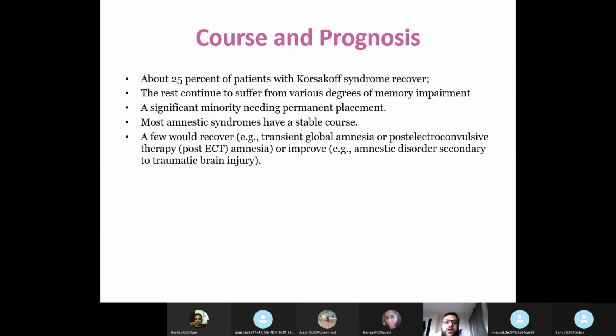Other differential diagnoses could be post-ECT amnesia, from which they can recover, though we won't call it Korsakoff. Also transient global amnesia, which can recover, or amnesic disorder secondary to traumatic brain injury.